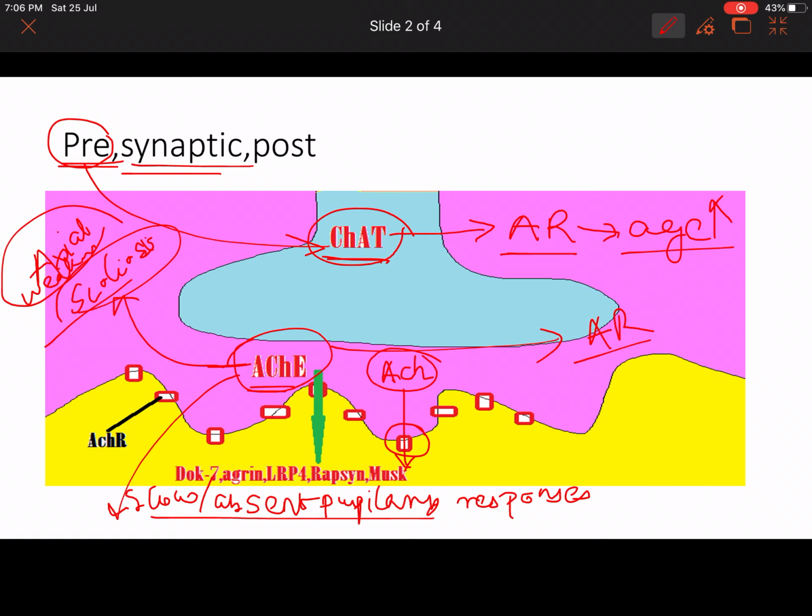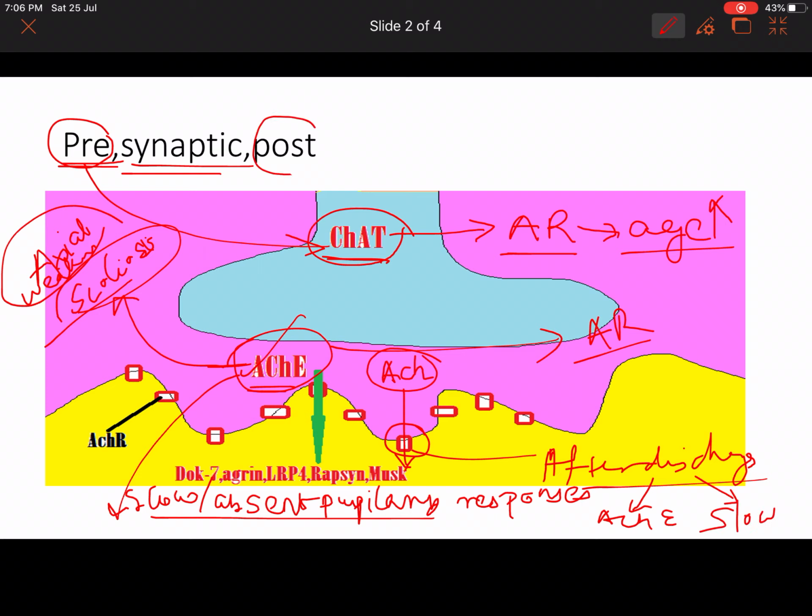Another thing is that they have variable severity in these patients. And if you do the nerve conduction, again, because the channel is remaining open for a longer period of time, you get after discharges on the nerve conduction studies. So this is very typical of congenital myasthenia. If you get after discharges, there are only two differential diagnoses. One is acetylcholine esterase deficiency, another is slow channel syndrome, which is a post-synaptic form of congenital myasthenia.